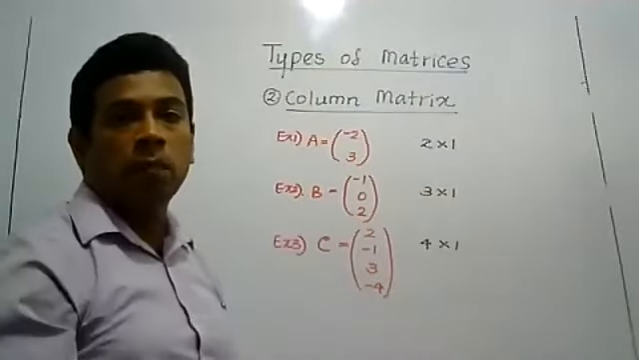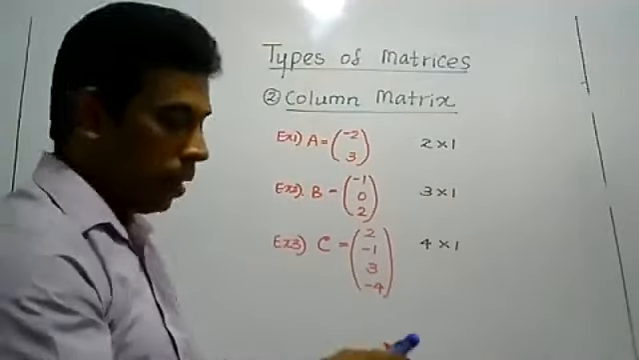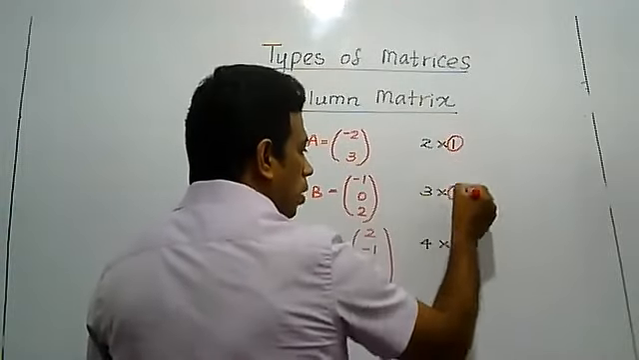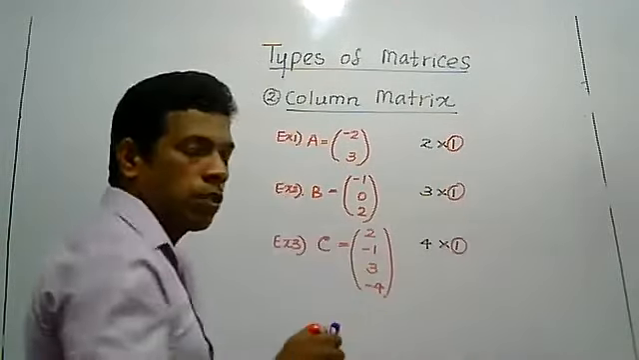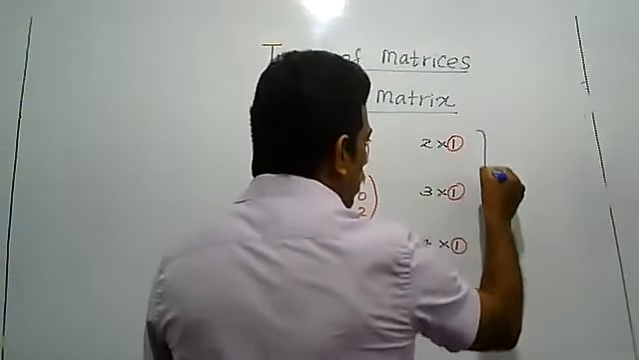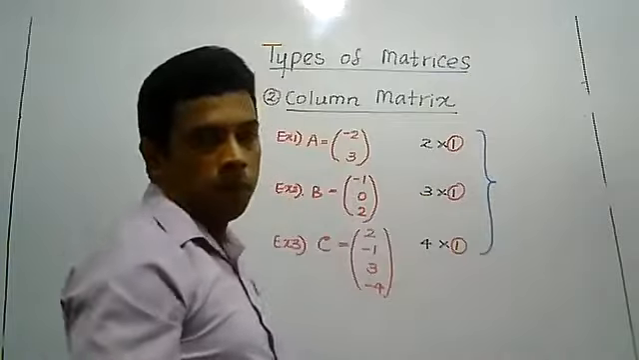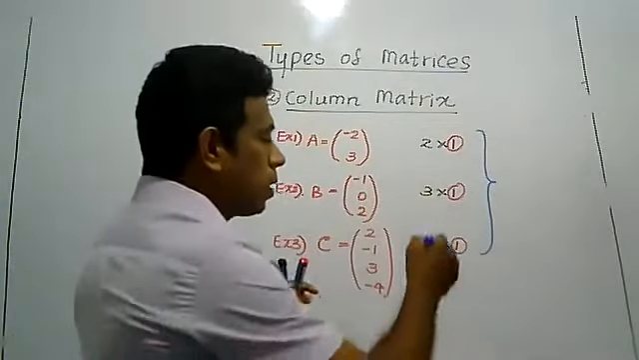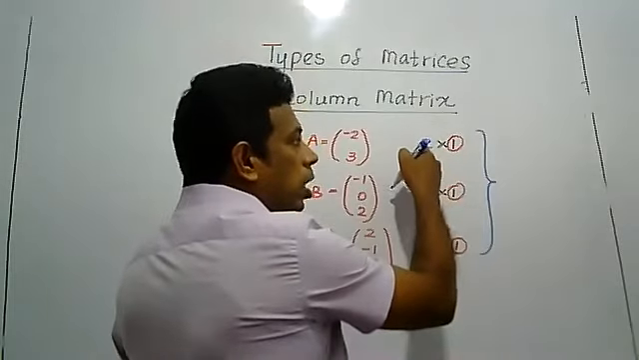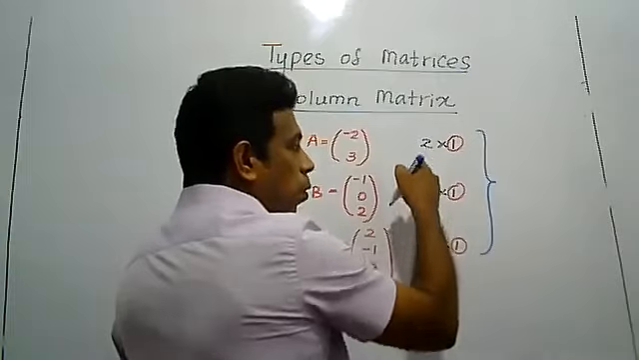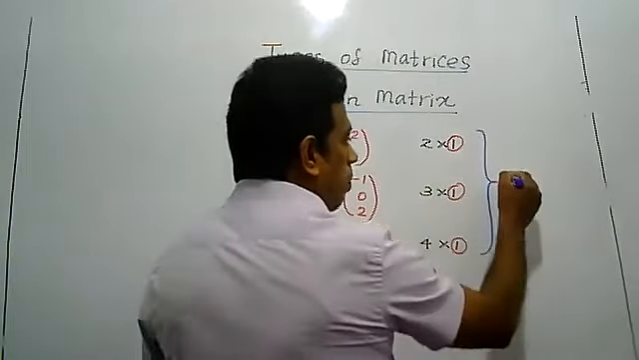Now look at the number of columns of these matrices. Number of columns of these three matrices is 1. Therefore, we can write here the general form. In general, in the order of a column matrix, the number of rows may be changed. Number of rows means different values can be given.